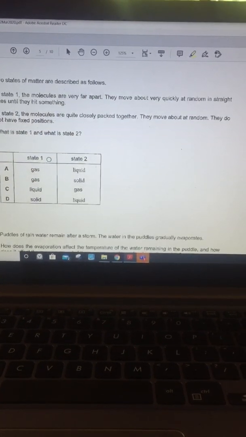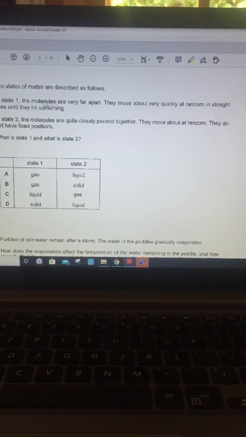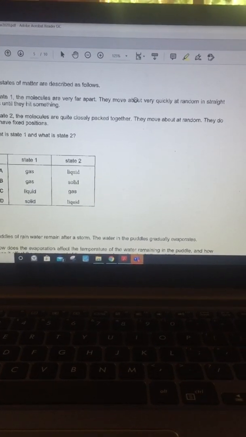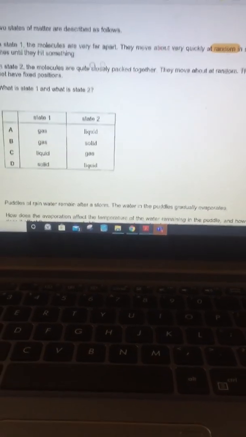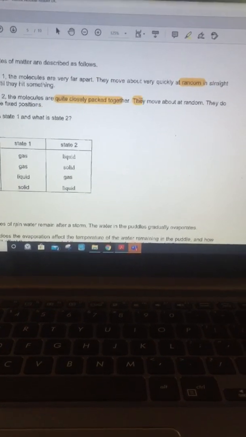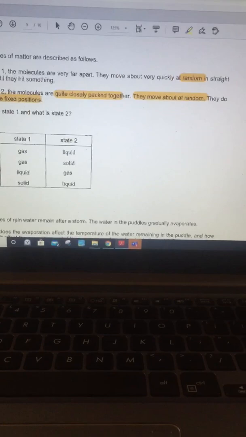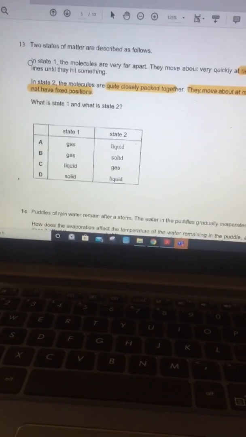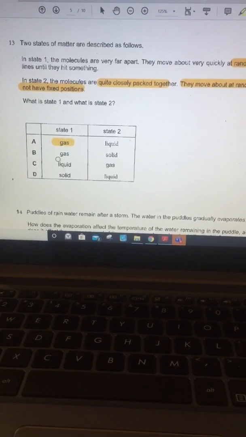Question number 13. Two states of matter are described as follows. In state 1, the molecules are very far apart. They move about very quickly at random in straight lines until they hit something. State 2, molecules are quite closely packed together. They move about at random. They do not have fixed position. So state 1 is easy to identify. Obviously that is gas because of those properties.